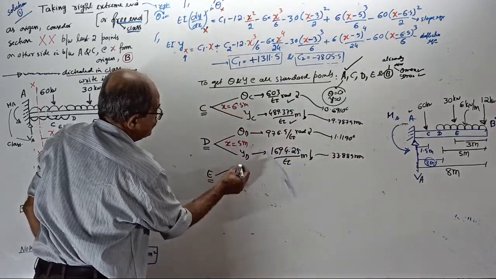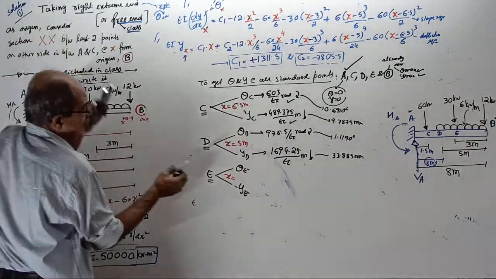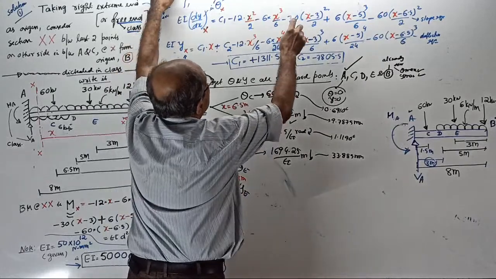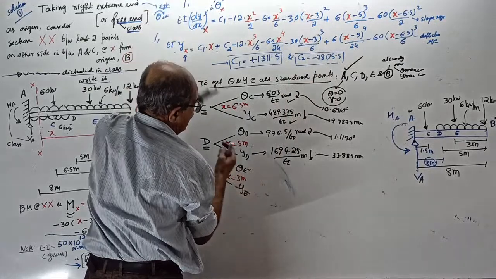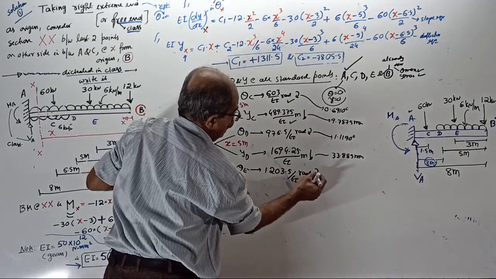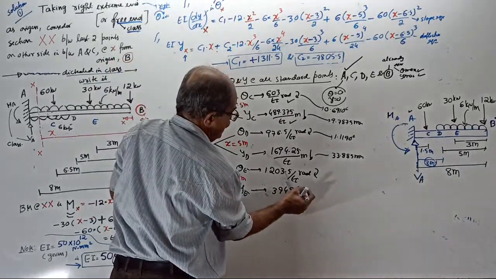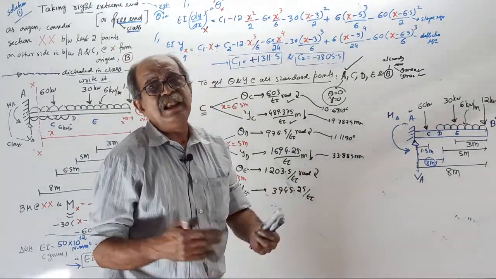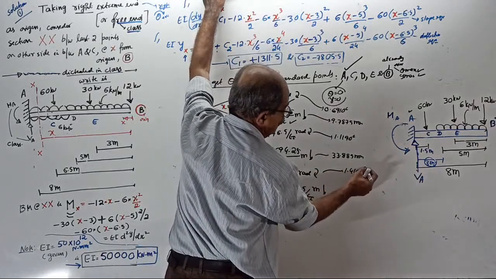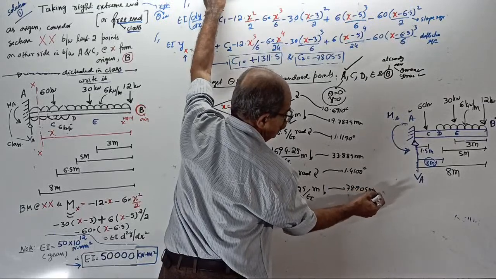Now, lastly, to get slope at E and deflection at E, substitute x equal to 3 meter, E is here. When you put x equal to 5 meter, these terms will not come. When you put x equal to 3 meter, this term also will not come. This will be 0. You will get theta E equal to 1203.5 by EI radian clockwise, and deflection at E will come 3945 by EI meter down. In case wrong, I will check once again tomorrow. After the class is over, substitute EI, get 1.4100 degrees, and 78.905 millimeter.